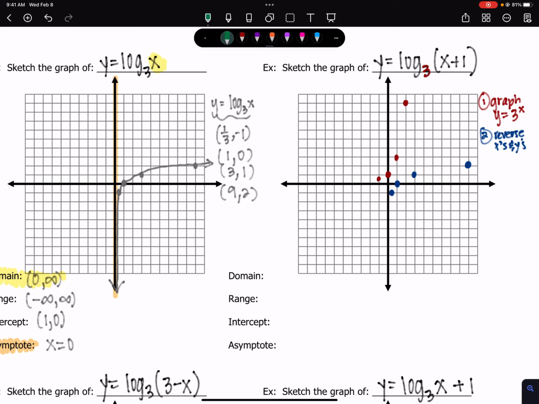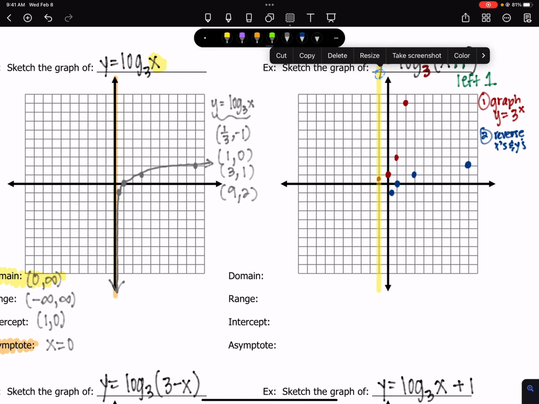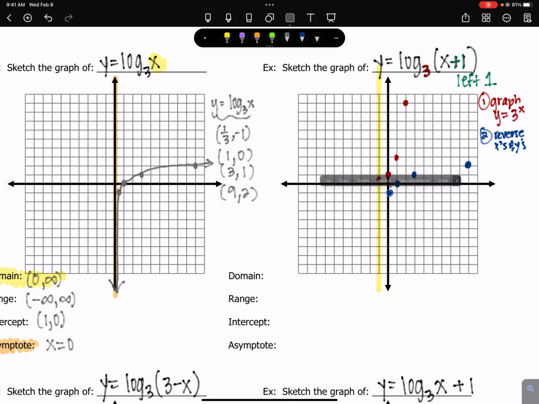This plus 1 on the inside means left 1. So my vertical asymptote, which is normally at x equals 0, is going to be moved left 1. And each one of these points will translate left 1. And then I'm going to connect the dots. And I've got my graph, y equals log base 3 of x plus 1.